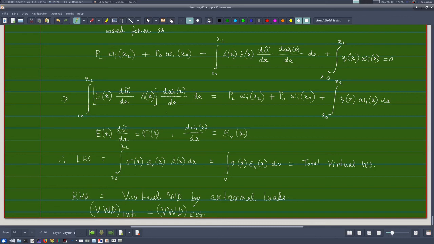Okay, with this we come to the end of this lecture. In the next lecture we will take up an example of actual application of this weighted residual method to solve the axial deformation problem of a bar. Okay, thank you.